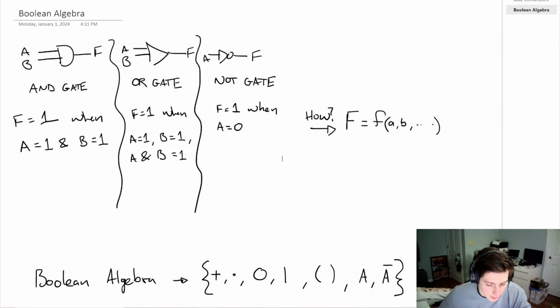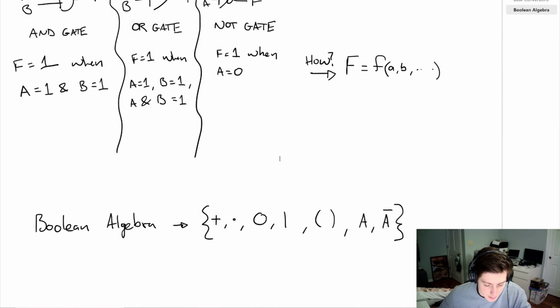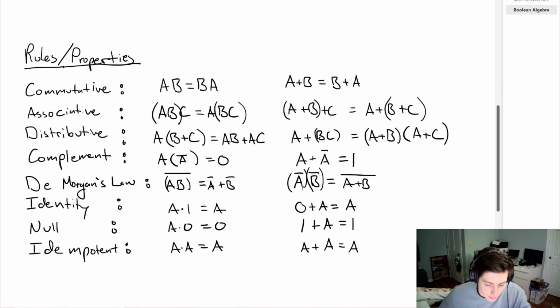And to do that, we introduce Boolean algebra. So with Boolean algebra, we're going to concern ourselves with everything inside the brackets here. So we have a plus sign, a multiplication sign, 0 and 1, which would be our lows and highs. We have parentheses. For the sake of this set, we have an input A, and we have the inverse of A, denoted by A bar. And there's a few rules or properties that we want to look at for Boolean algebra, and they're given in two forms, which are the AND form and the OR form.